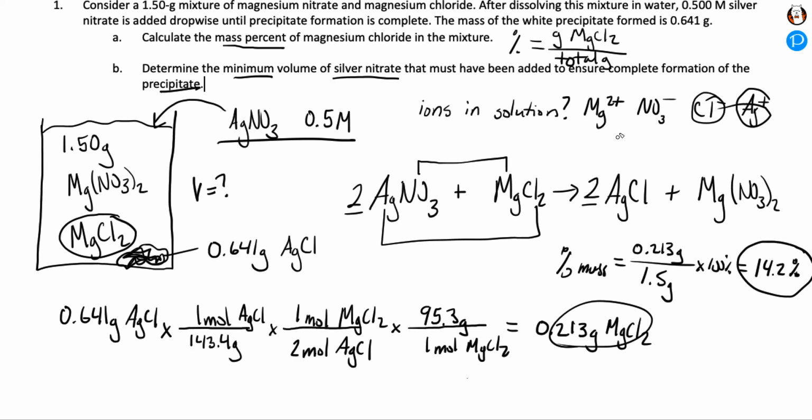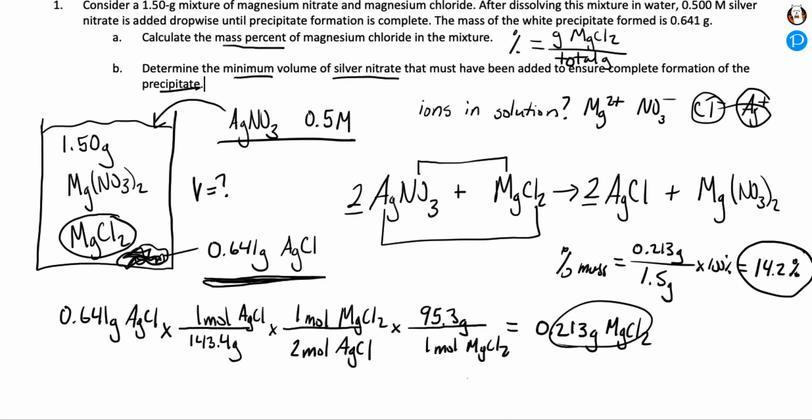So again, we're going to use some stoichiometry here. If we look, we made 0.213 grams of MgCl2. Well, actually, we don't even need that one. If we come back over here, we know we made 0.641 grams of AgCl, right? So I could actually start with this number and work my way to how many moles of AgNO3.